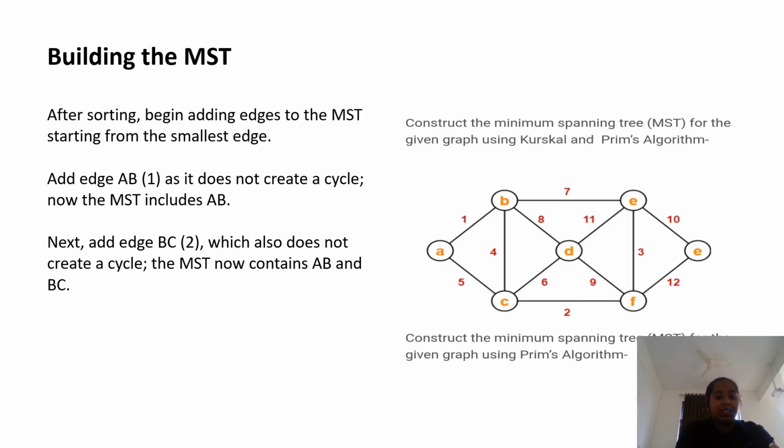Building the MST. After sorting, begin adding the edges to the MST. Starting from the smallest edge, add edge AB of 1 as it does not create a cycle. Now the MST includes AB. Next, add edge AC of 2, which also does not create a cycle. The MST now contains AB and BC.